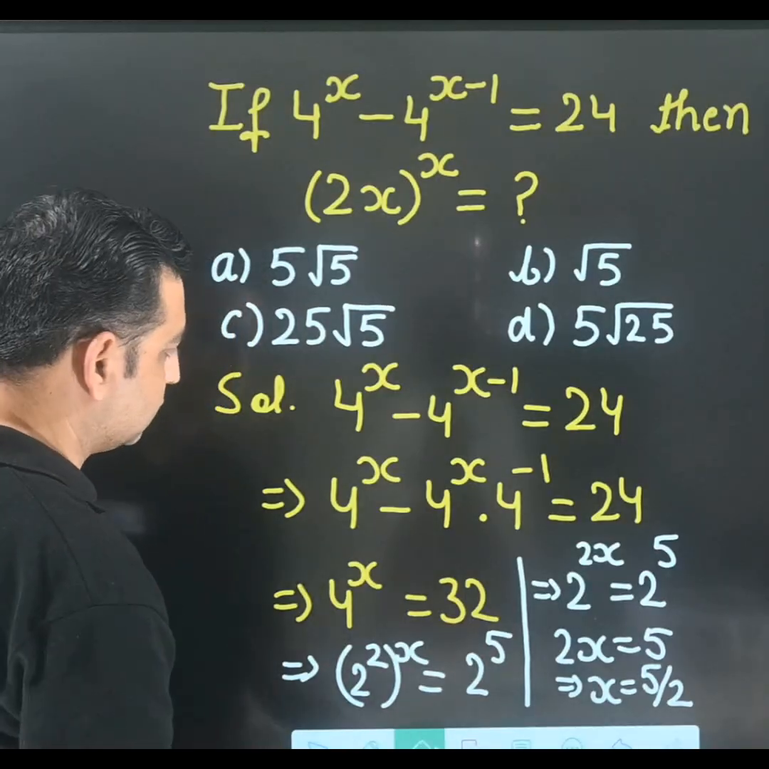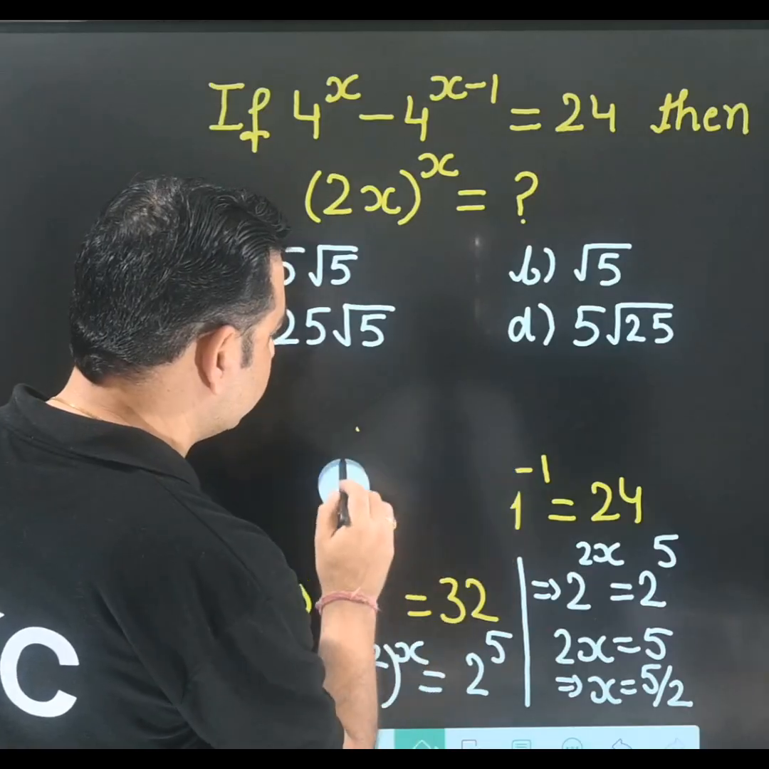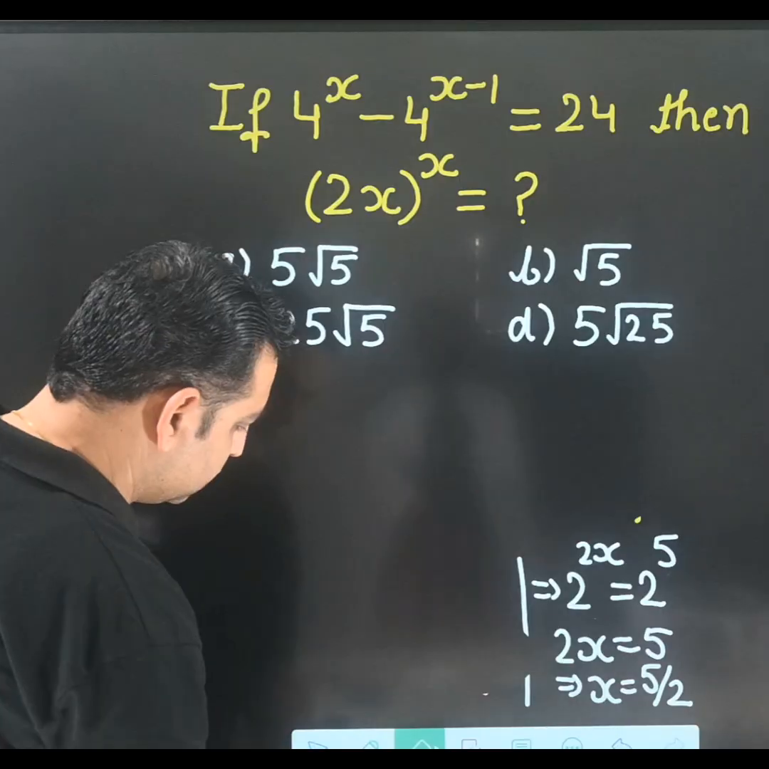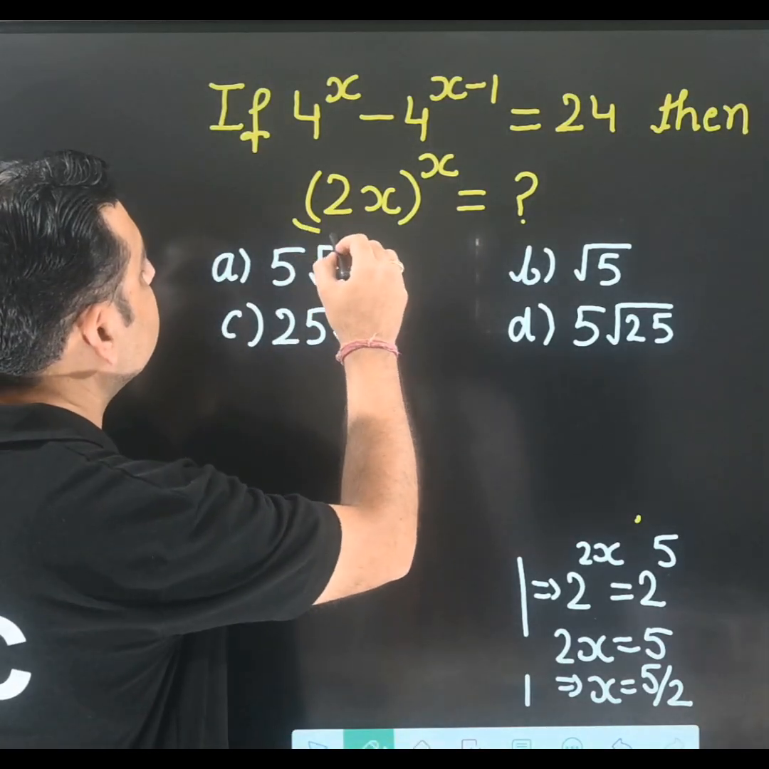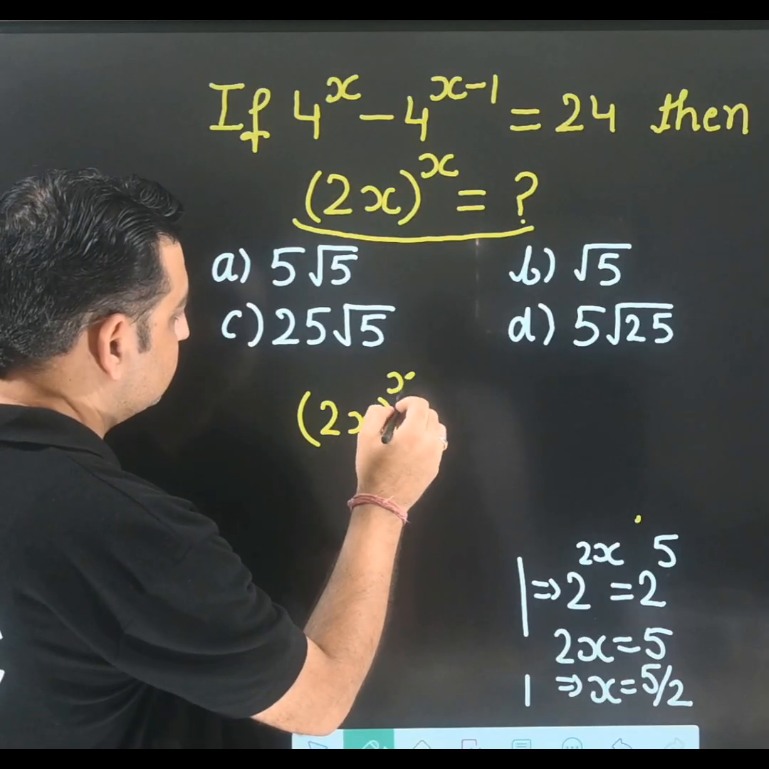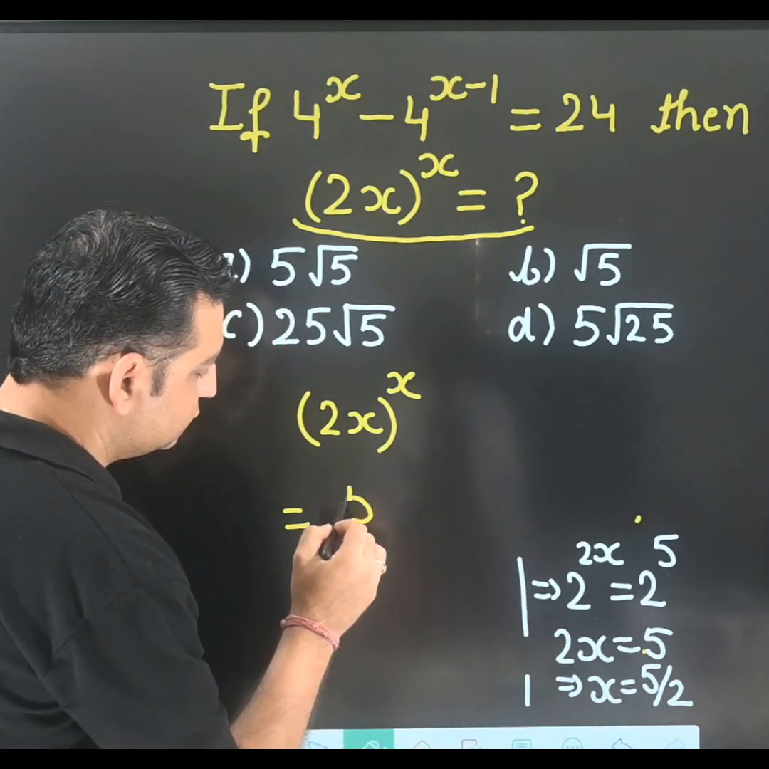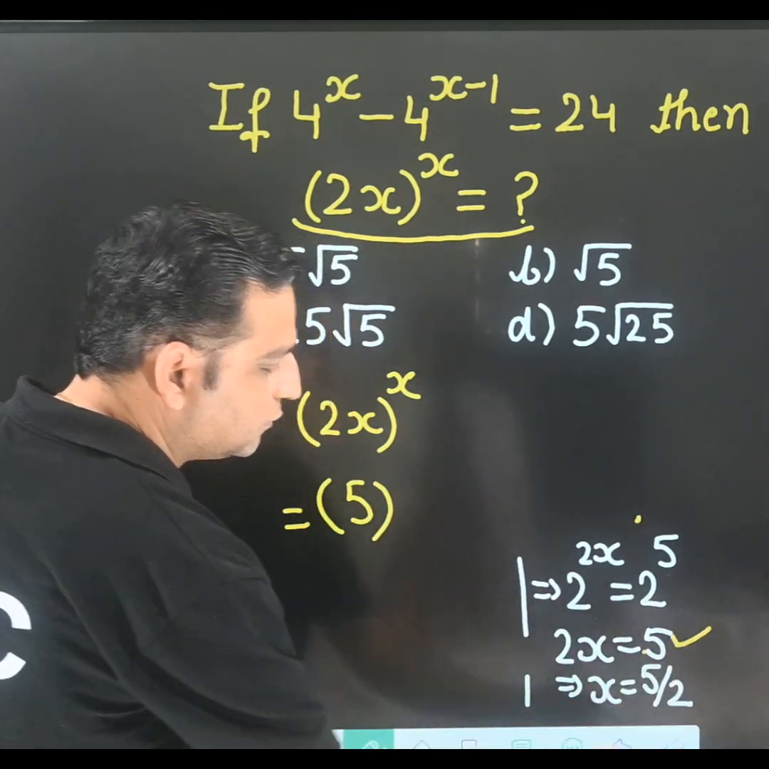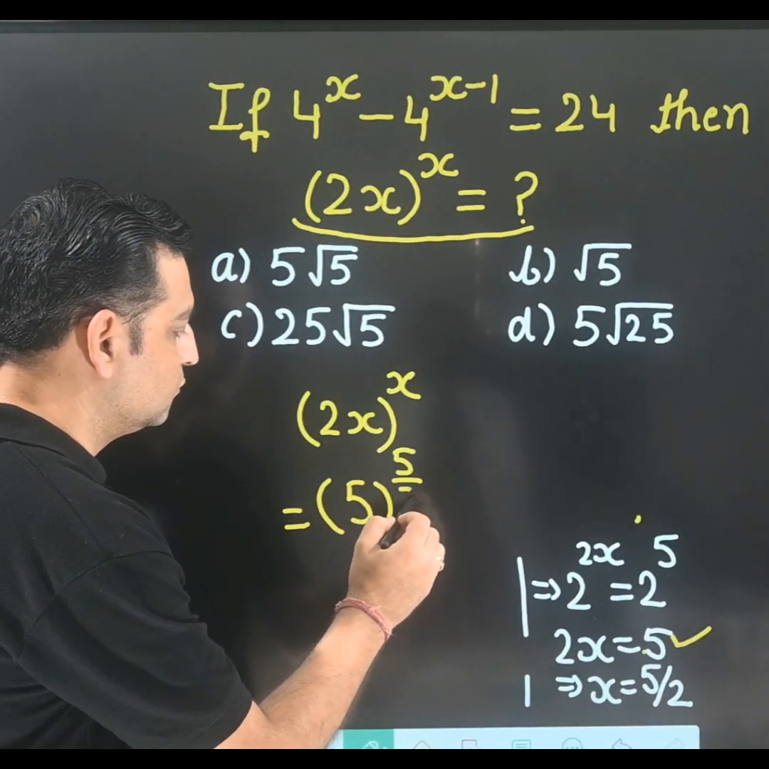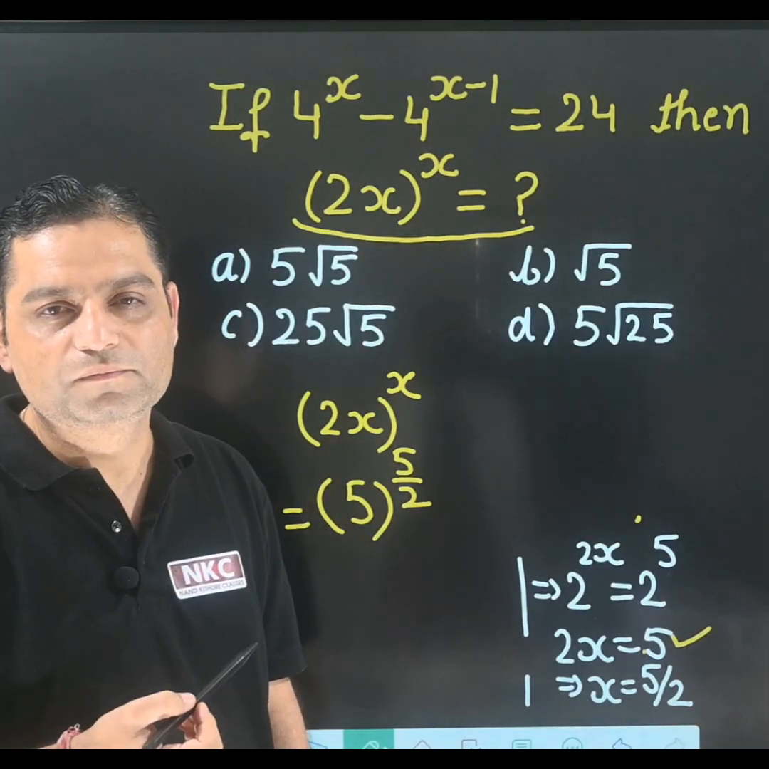Now what we need to find? We need to find here the value of (2x) to the power x. Check it carefully. What is 2x? 2x is 5. I'm directly using this step. x is 5 upon 2. Right? So we are having 5 to the power 5 upon 2.